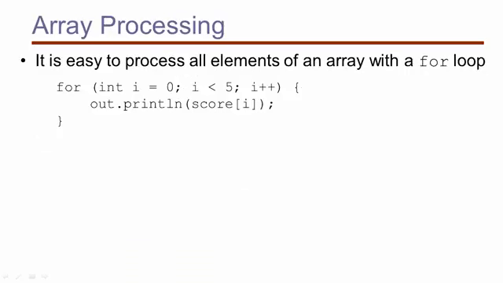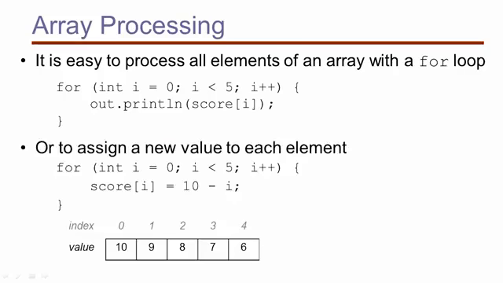Given that we can now create an array, we often want to process all the elements of the array. The easiest way to do this is to use a for loop. In the example shown, we use a for loop to iterate over all possible valid indices and print each element of the array out on its own line. We can use the same for loop strategy to assign new values to all elements of an array. Array processing with for loops is easy since the array contains some number of elements, and for loops are good when the number of iterations is known.